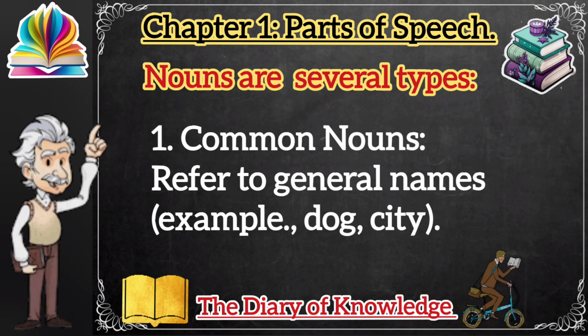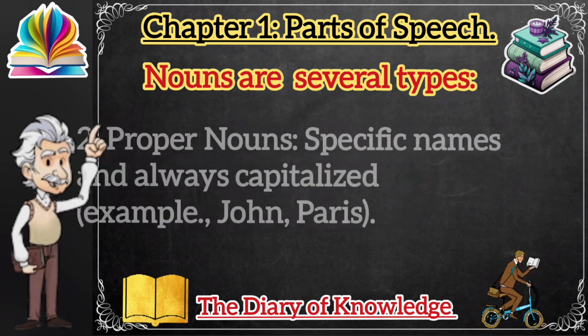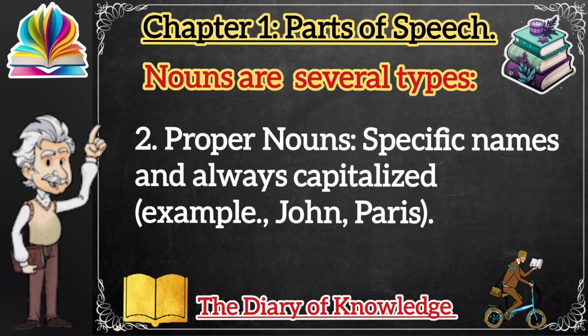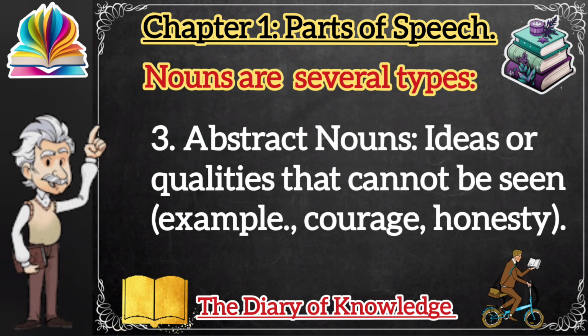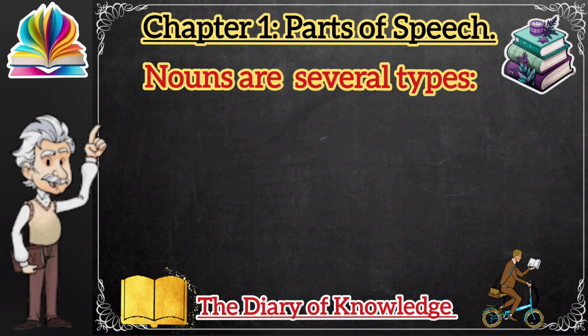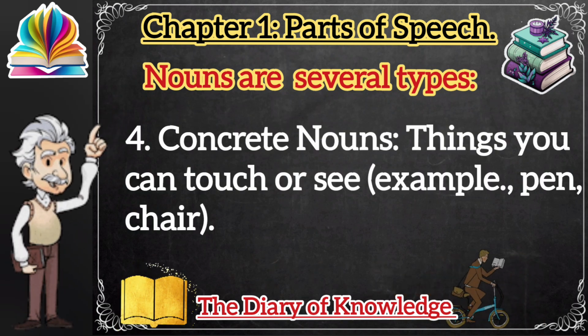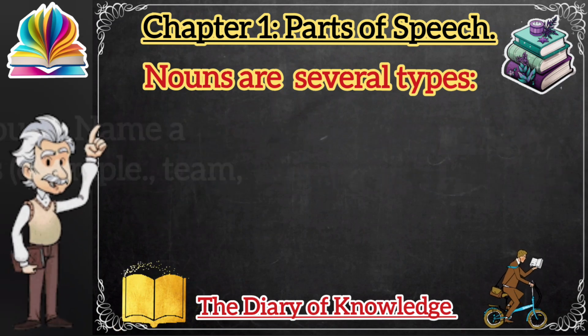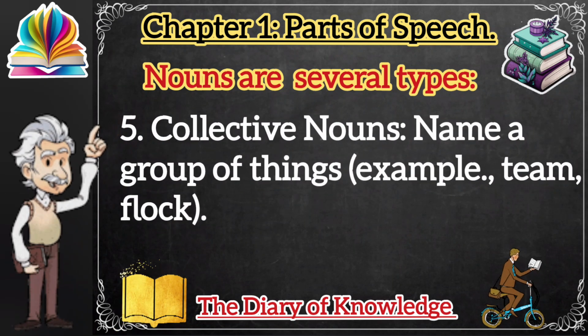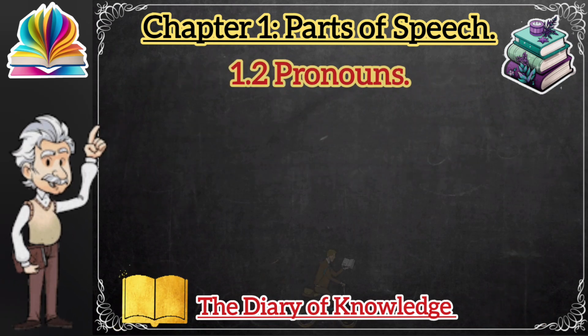1. Common nouns refer to general names. Example: dog, city. 2. Proper nouns, specific names and always capitalized. Example: John, Paris. 3. Abstract nouns, ideas or qualities that cannot be seen. Example: courage, honesty. 4. Concrete nouns, things you can touch or see. Example: pen, chair. 5. Collective nouns, name a group of things. Example: team, flock.